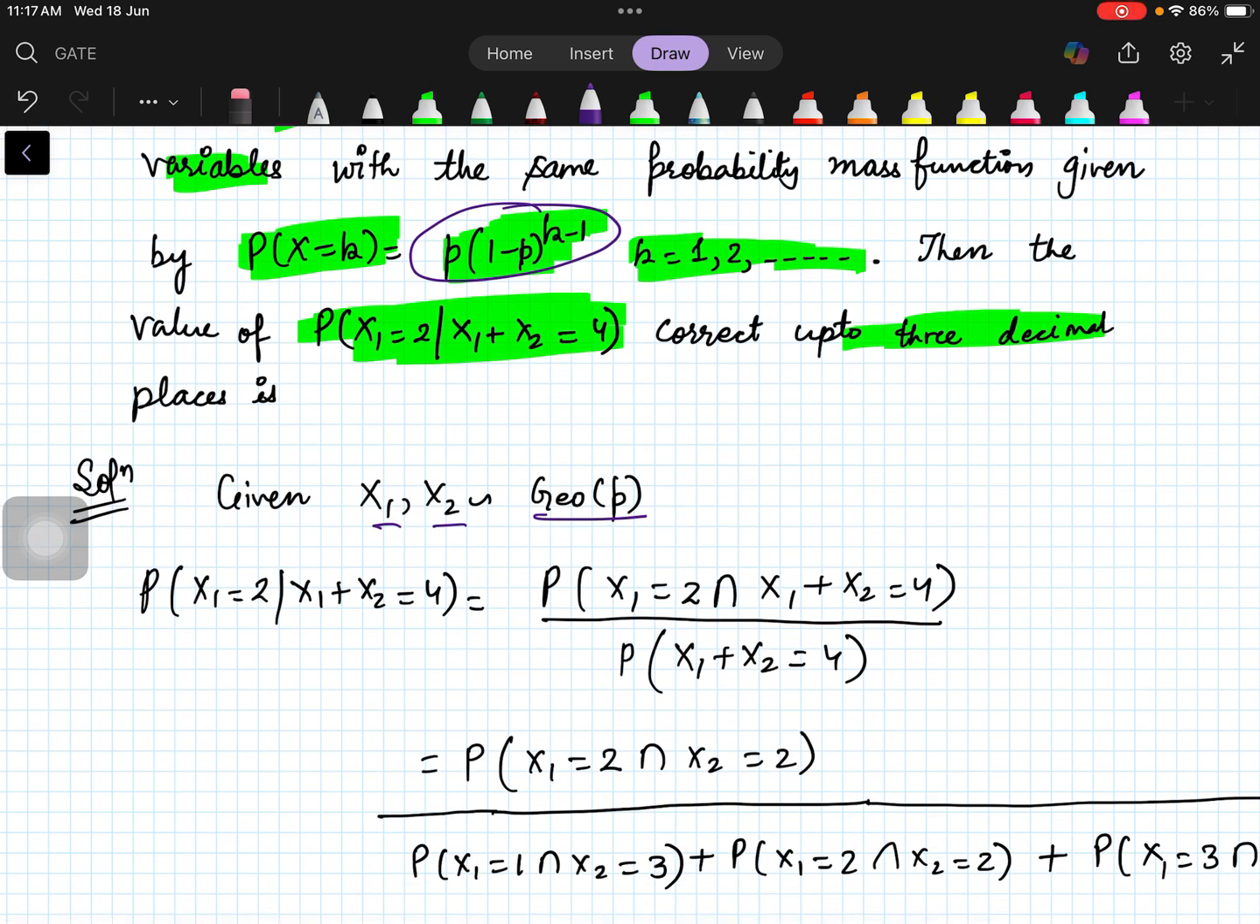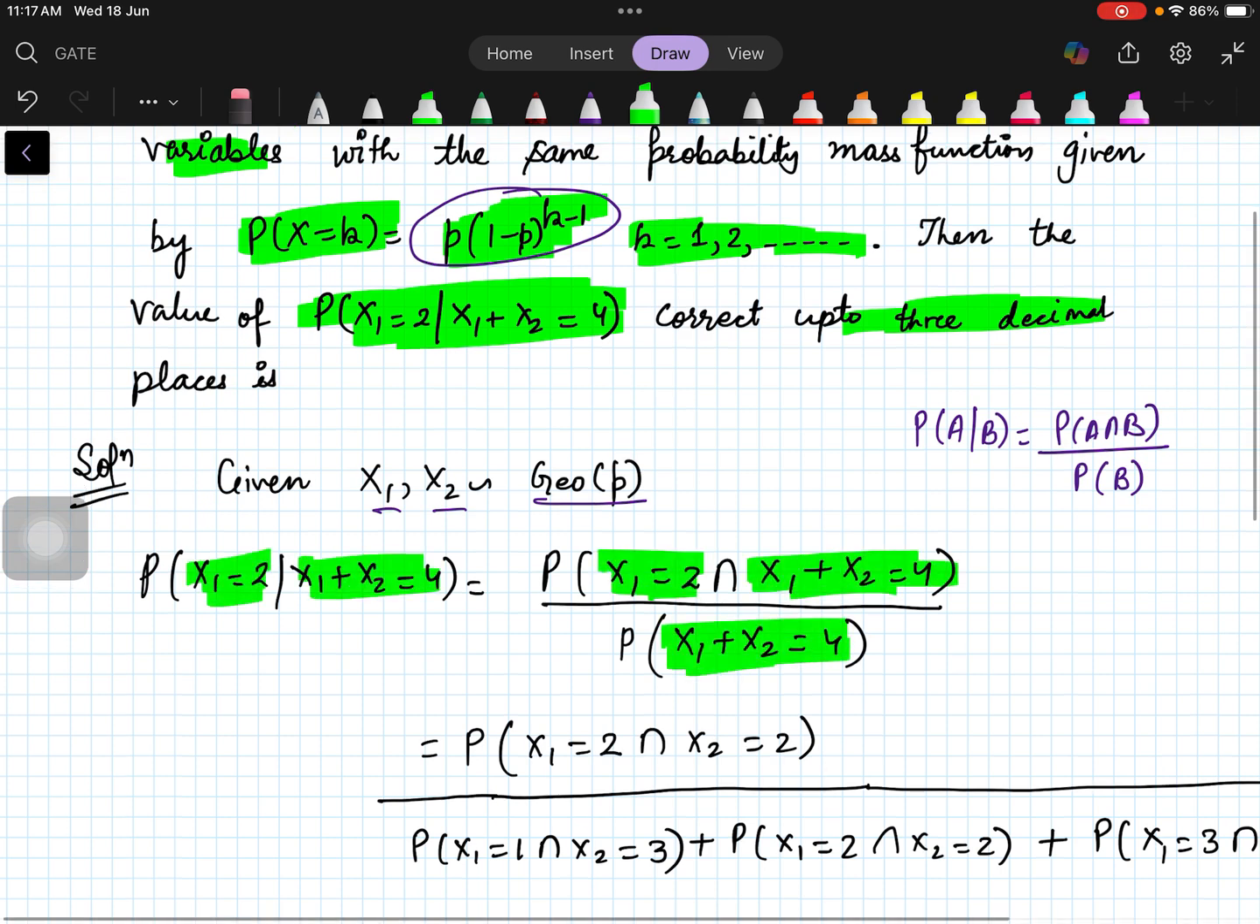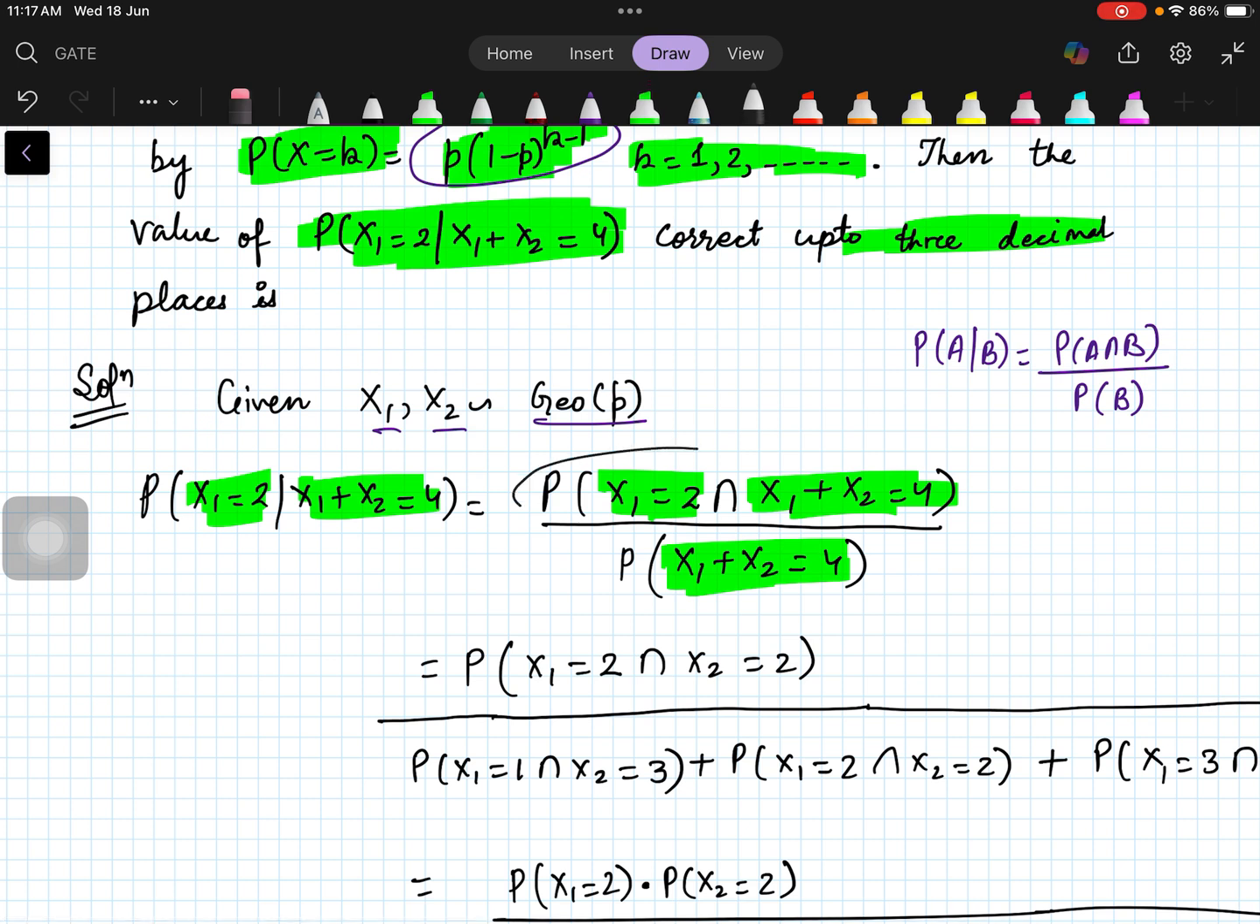Okay. So, we have to find the conditional probability. Now, you know that the probability of A given B is probability of A intersection B divided by probability of B. This is the formula for conditional probability, right. So, here this is A, this is B. Now, if you look at the topmost numerator, what is this? X1 is 2 and x1 plus x2 is 4. How is that possible? That is possible when x1 is 2 and x2 is also 2, right?